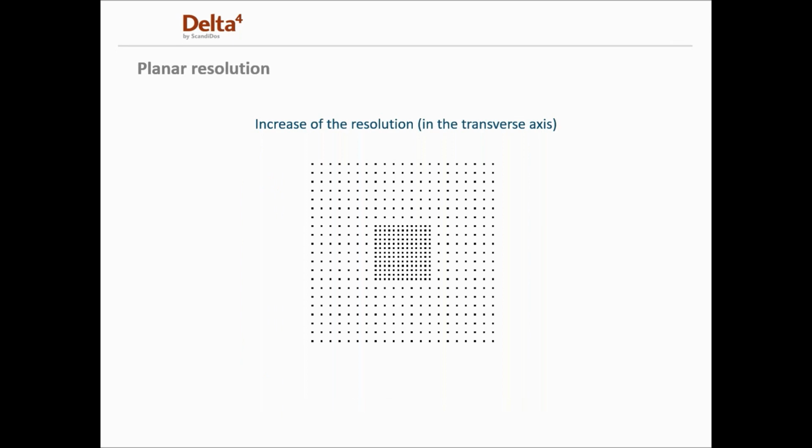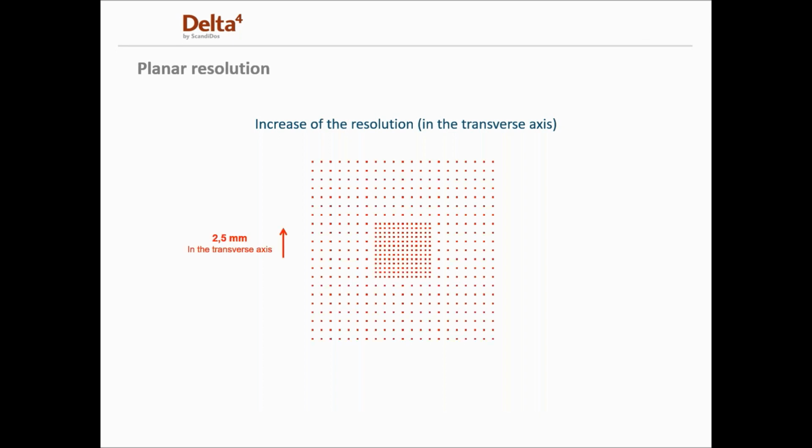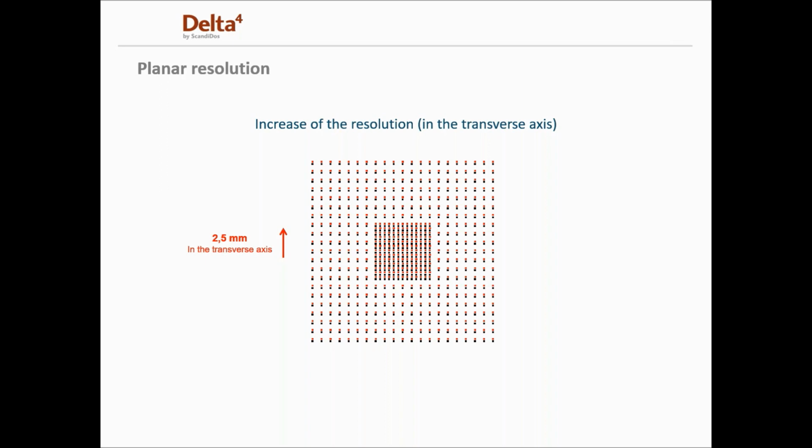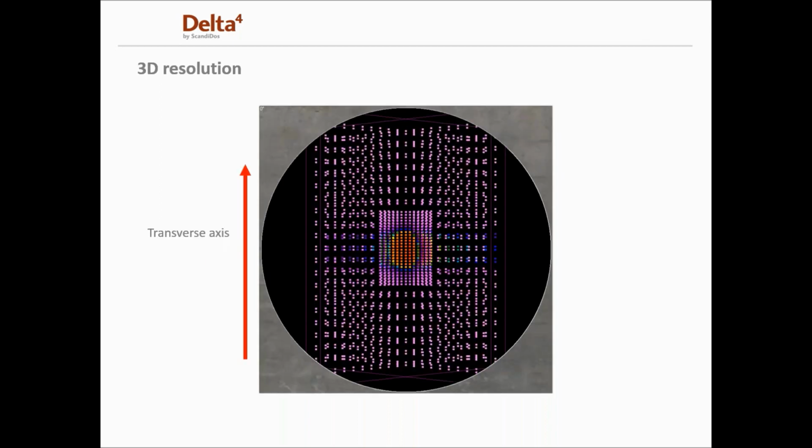And if this resolution is not enough, we can merge two acquisitions. For that, we make a first measurement, then we move the Phantom by 2.5 millimeters in the transverse axis, and we add these two measurements. Now, in one plane, the detectors are distant by only 2.5 millimeters in transverse. And when we look at the 3D resolution, we now have a very small distance between two diodes, depending on the gantry.